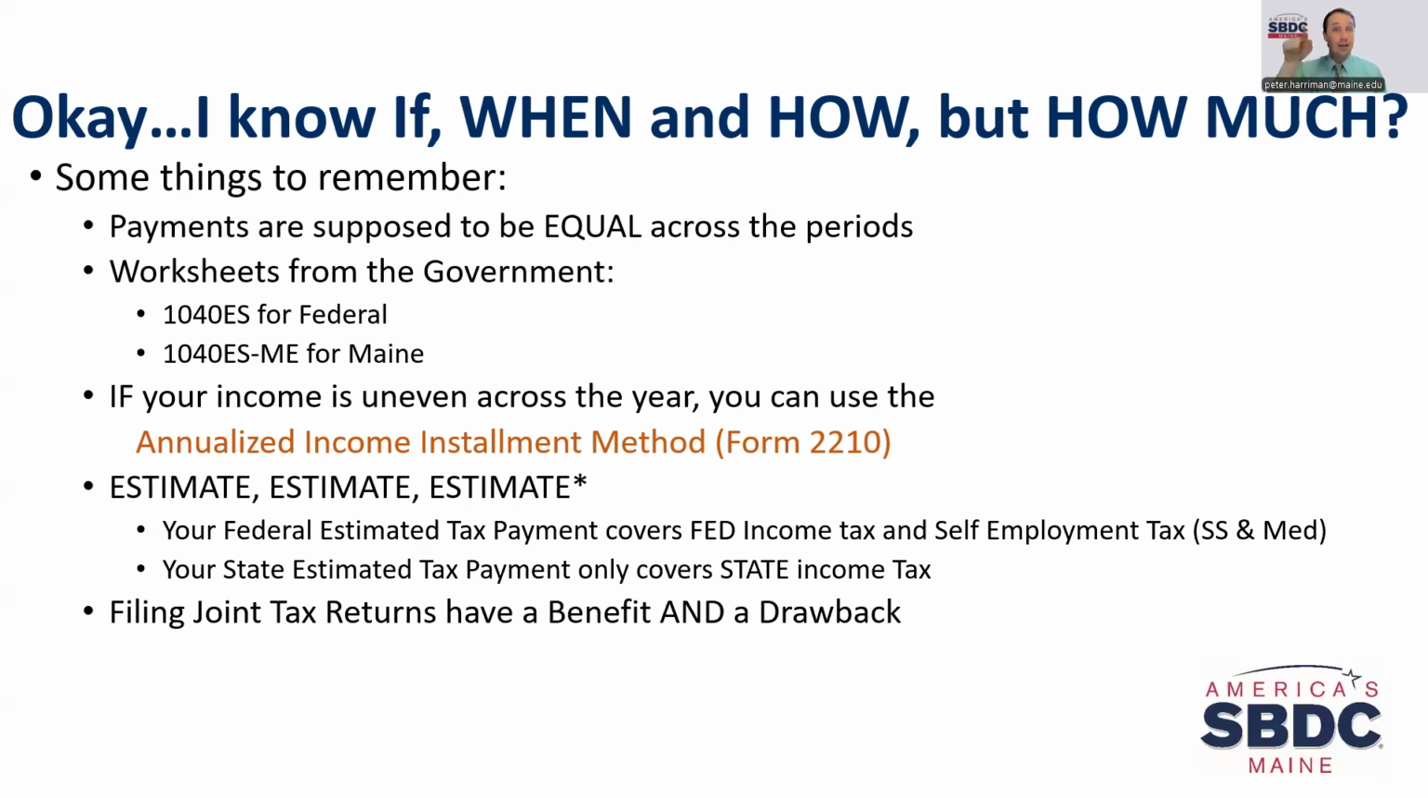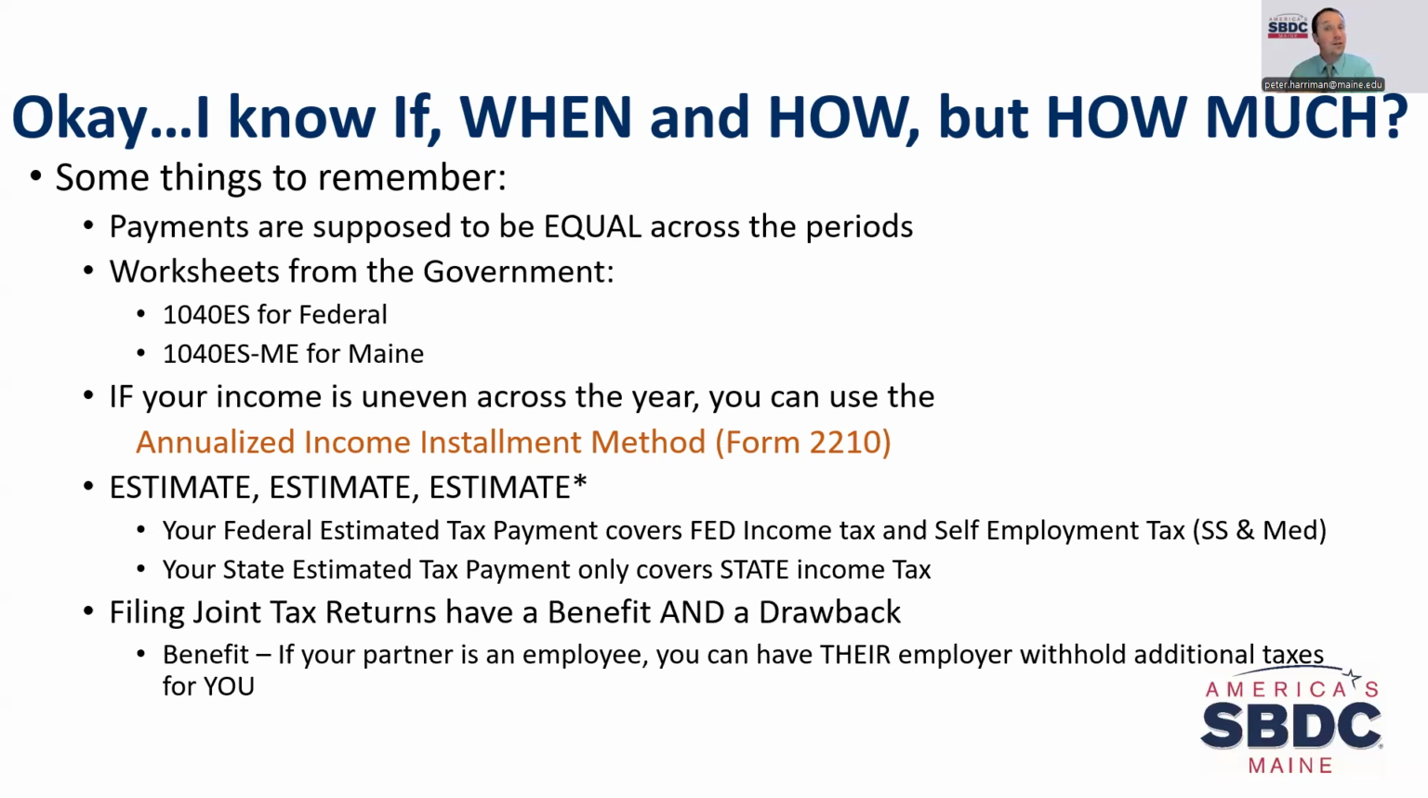And again, before we get into how you calculate it, joint tax return filers have a benefit and drawback. So those who have 2 people on the tax return, married filing jointly, the benefit is usually that other person is an employee, right? And so, as I said, kind of with the S corps, the employee can go back to the employer and say, hey, have more federal or state taxes withheld.